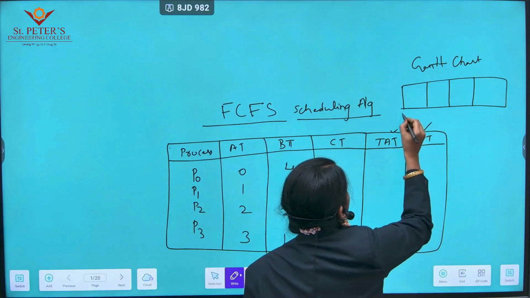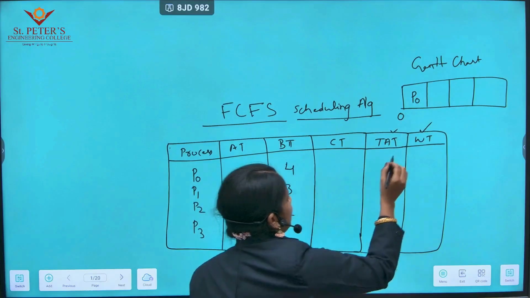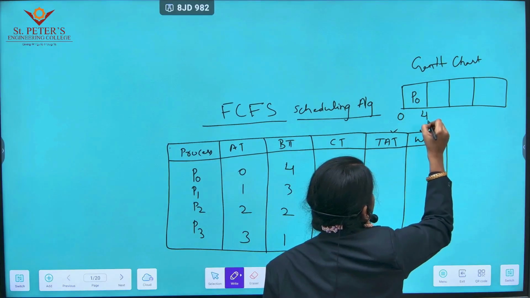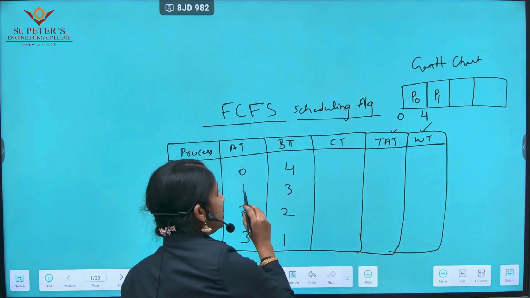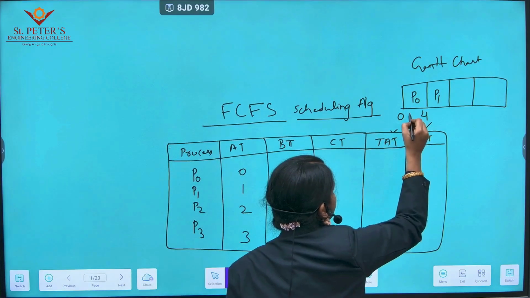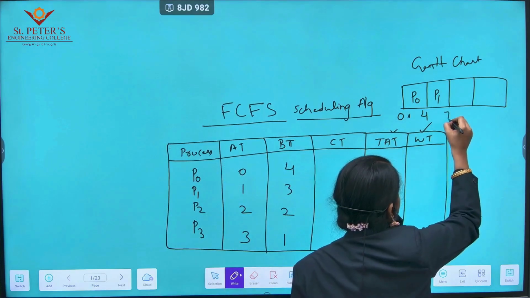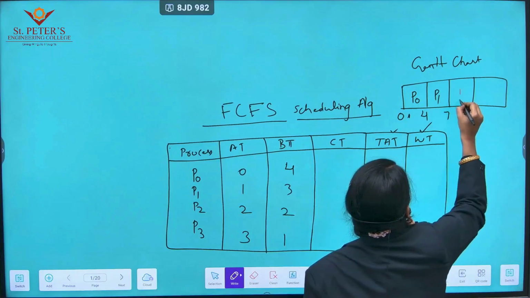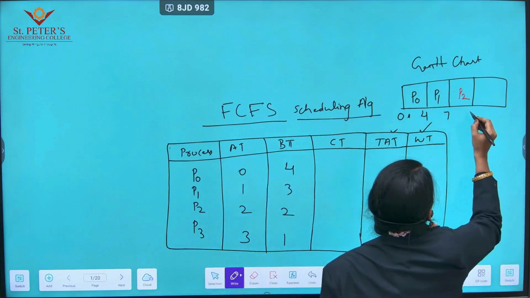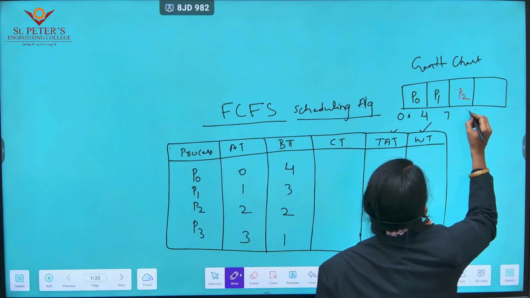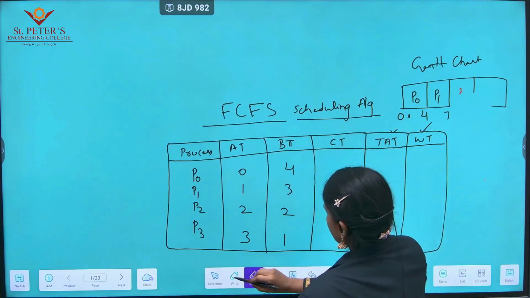the arrival time of P0, that is 0, and it will be completing within 4 milliseconds. We have to write it down on the right side. Next P1 arrival time is 1, meaning it came after 1, and it will be completing within 3 milliseconds. 4 plus 3, that is 7. Next P2 came at 2 milliseconds and it will be completing within 2 milliseconds.